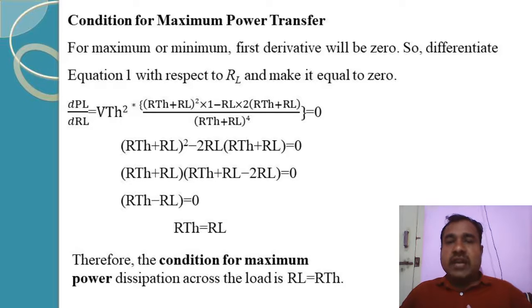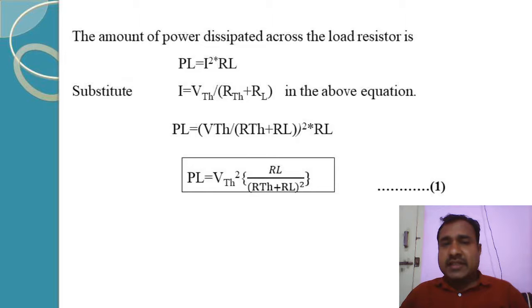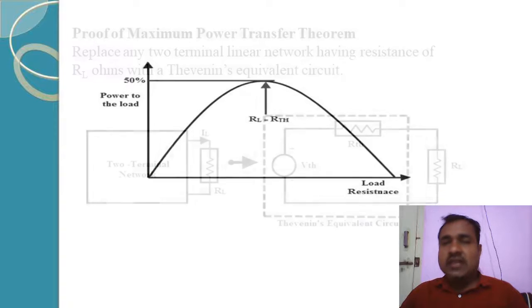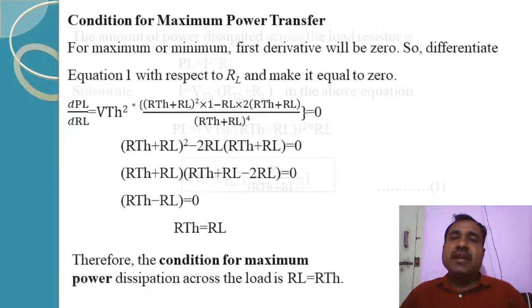So RTH plus RL cannot be 0, hence RTH minus RL can be 0. So I will equate RTH minus RL equal to 0. That gives me RTH equals RL. So this is the condition for maximum power transfer. To deliver maximum power, your Thevenin resistance, that is the circuit resistance, since we have replaced the circuit by a Thevenin circuit, should be equal to the load resistance RL, and only then can the maximum power be delivered.